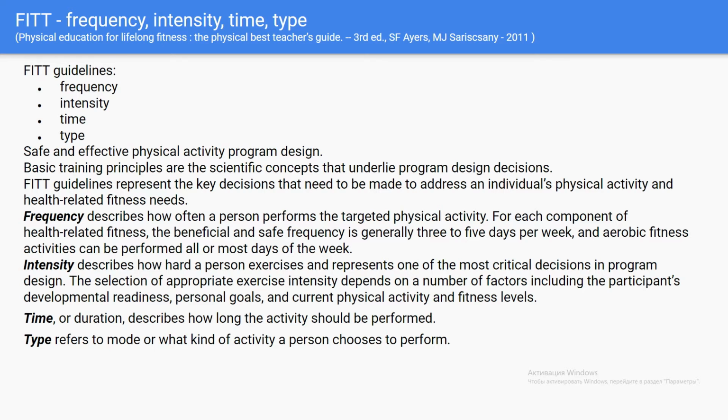Frequency describes how often a person performs the targeted physical activity. For each component of health-related fitness, the beneficial and safe frequency is generally 3 to 5 days per week. Aerobic fitness activities can be performed all or most days of the week. This is a good example of how frequency should be considered.